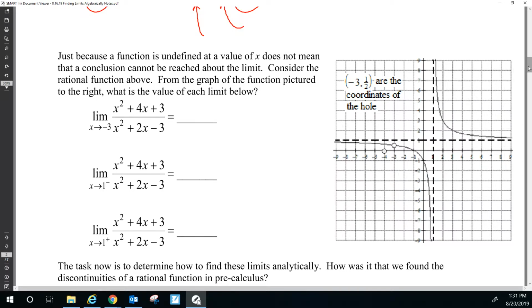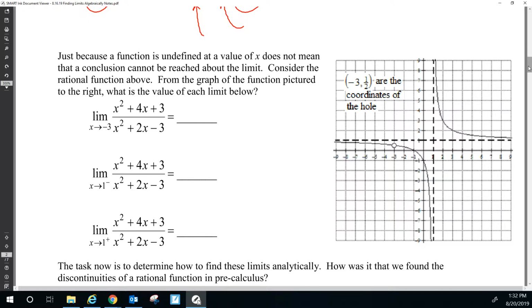And so if we have a hole, we're able to find the limit because there's a left-hand limit, it's getting close to this number. There's a right-hand limit, it's also getting close to that number, so we have an overall limit here at -3. But when we look at 1, we've got that asymptote, we've got an infinite discontinuity, so there's not an overall limit. But we can find a left-hand limit or a right-hand limit.